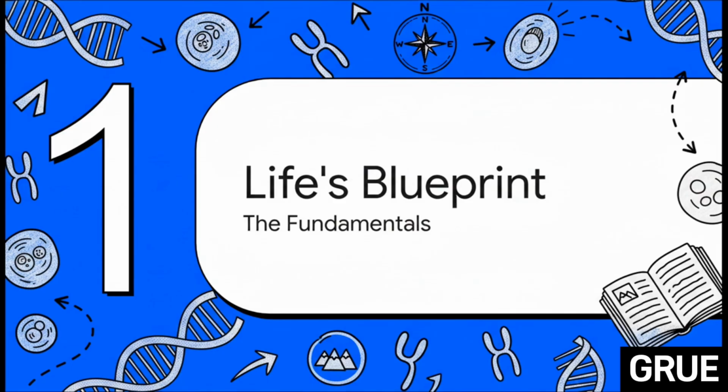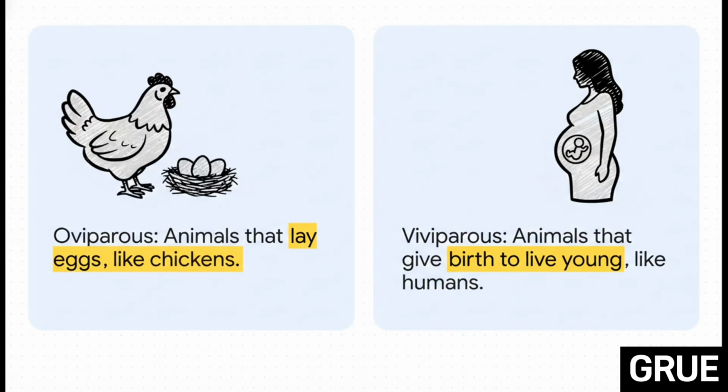Okay, so before we jump into those 6 steps, we gotta cover a few of the basics first. Think of this as life's blueprint, the fundamental rules of the game for how we're all made. First up, a really key difference in the animal kingdom. You've got animals like chickens, right? They're called oviparous. Basically, they lay eggs. But humans, we're viviparous, which is just a fancy way of saying we give birth to live young. This whole internal development thing is a massive piece of our reproductive strategy. It gives the baby a long, protected time to grow.